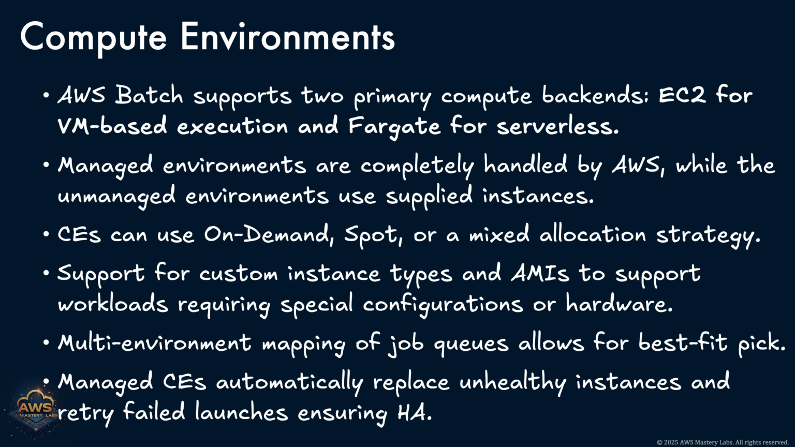A single job queue can be mapped to multiple compute environments, which gives AWS Batch the ability to choose the most optimal resource pool based on availability, pricing, and job requirements, helping you balance performance, cost, and reliability. Finally, resiliency and fault tolerance for batch-managed compute environments is achieved by automatically replacing unhealthy instances and retrying failed launches. This ensures high availability and workload continuity.